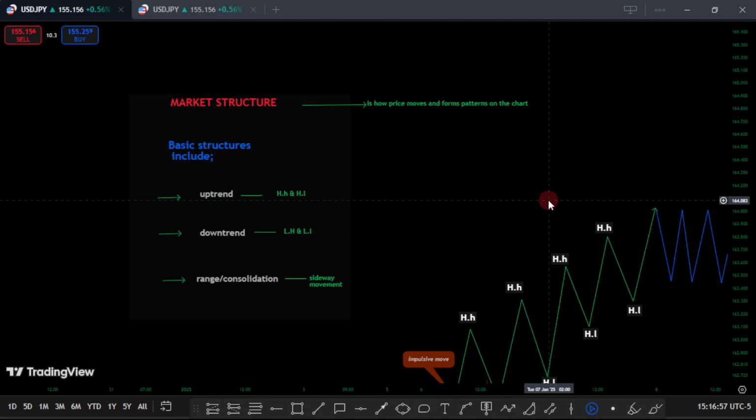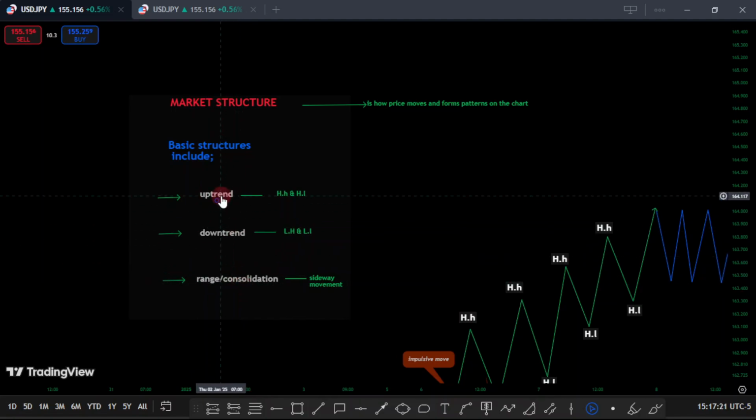So basically, the definition of market structure is how price moves and forms patterns on the chart. A very simple and basic definition of market structure over there. So, what are the three basic structures that price forms? The first one is the uptrend, downtrend, range, or consolidation.